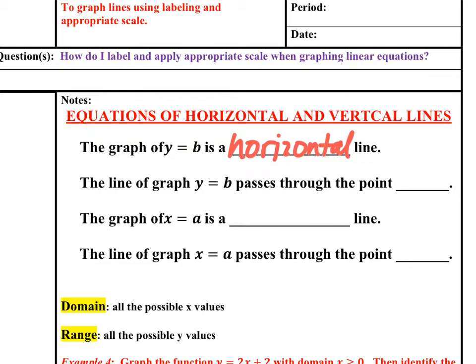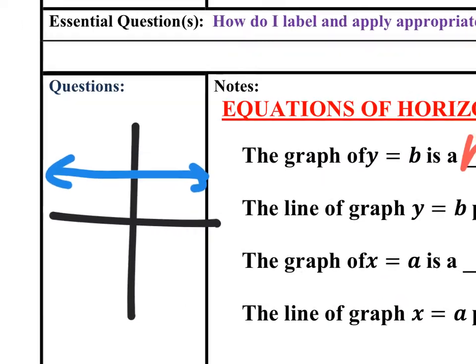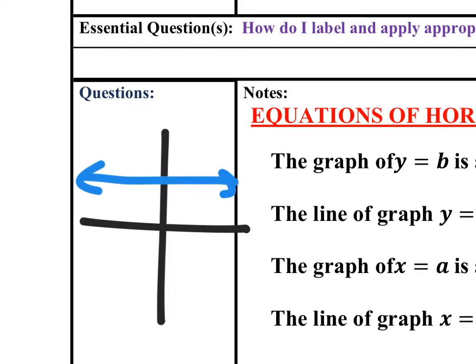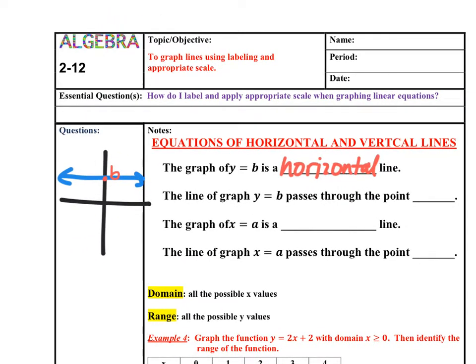Let's actually draw what this would look like. I'm going to do it kind of out to the side. If I have a grid and I have this horizontal line, and it's y equals b, which means b would have to be right there, right? Okay, so what would be the point that it's passing through? Tell your neighbor.